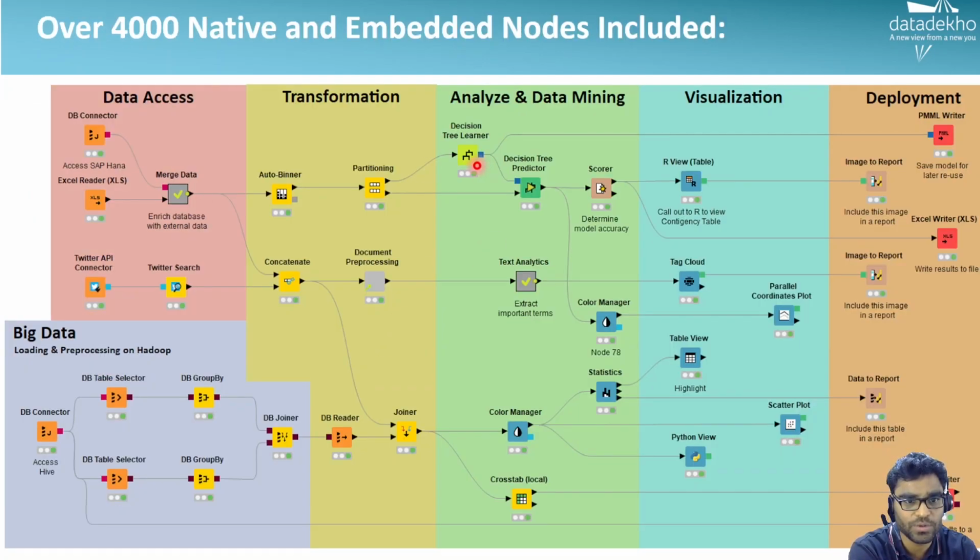So you can see it over here. Basically, if you build a workflow which contains multiple steps, you can do it. There are over 4,000 native and embedded nodes included. You can see data access is generally on the orange side. If you see the node color, it will be orange. Then transformation will be in yellow. Then analysis and data mining, you can see decision tree predictor, scorer, text analytics, color manager, statistics. You can do 80/20 sampling of the data. Then you can do data visualization.